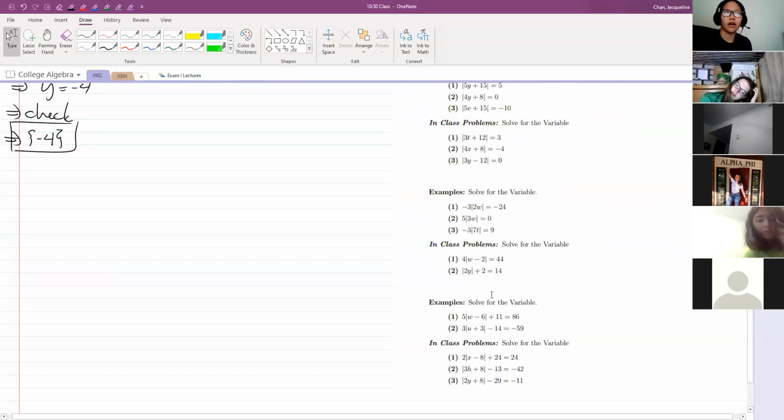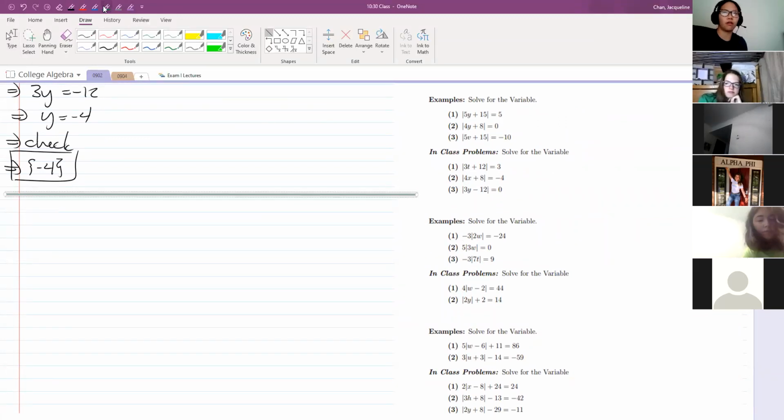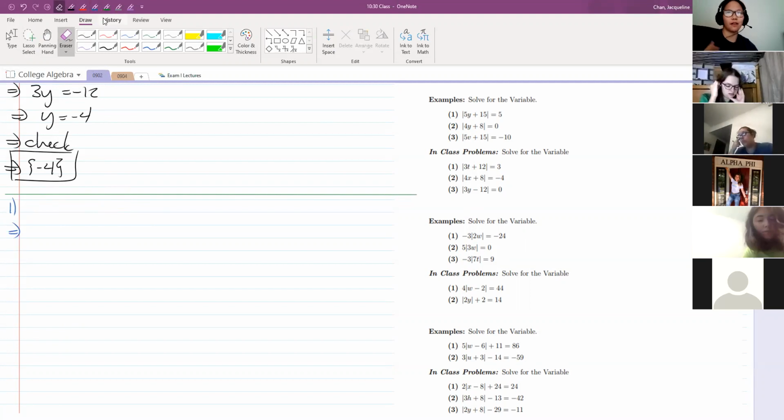Now let's take it up a notch and do the problems that are just a little bit harder. For the first one, I have -3 times the absolute value of 2w equal to -24. What do I do first? Divide both sides by -3. Perfect. This is an example I did on the lecture video. I copied the wrong problem, but yes, you would divide both sides by -3. Then you get the absolute value of 2w is equal to 8.